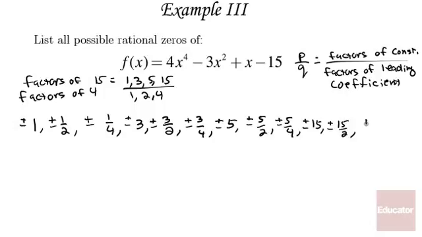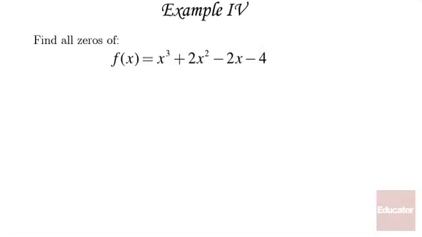And then 15 over 4, plus or minus. So there's a lot of possibilities here, and I listed them all out, but if you were actually asked to find the rational zeros, you need to check these through synthetic division. Okay, here we're asked to find all zeros of this function, and notice it doesn't just say rational zeros, it says all zeros. But I'm going to start out by looking at the rational zeros.